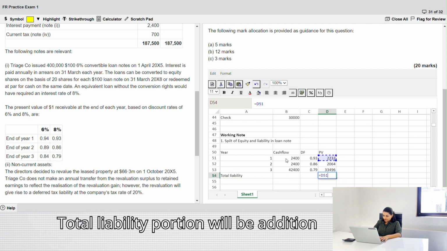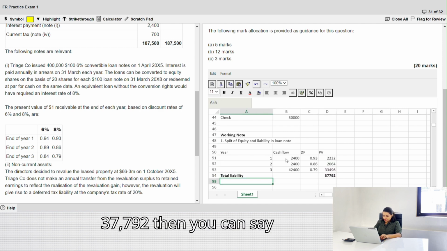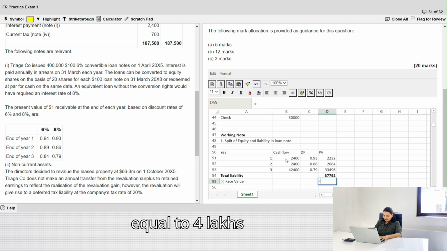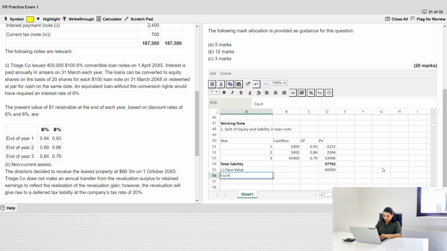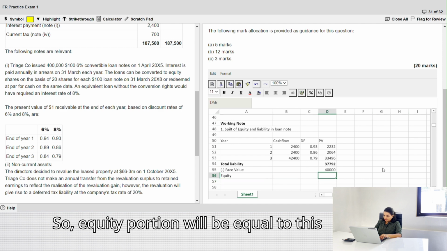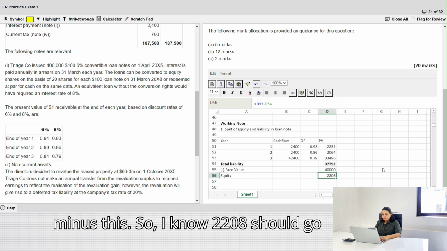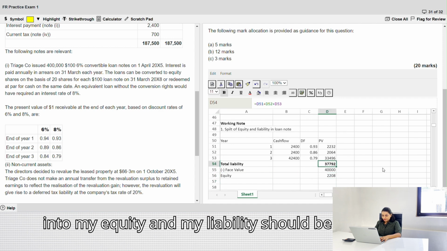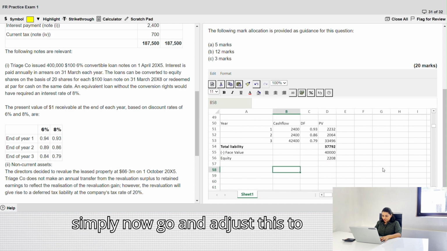Total liability portion will be the addition of all this, which is 37,792. Then you can say minus face value. Face value is equal to 4 lakhs into 100. So this will give us our equity portion. Equity portion will be equal to this minus this. Sorry, this minus this. So I know 2208 should go into my equity and my liability should be accounted at 37790. So simply now go and adjust this to my balance sheet.